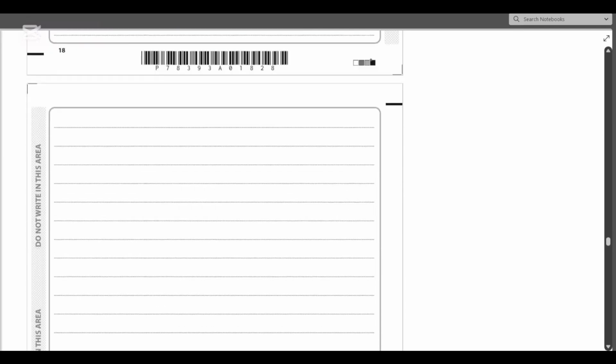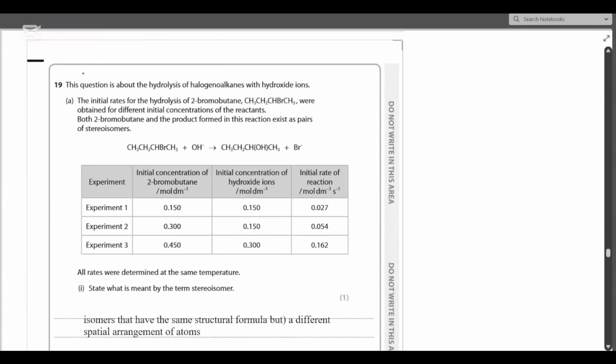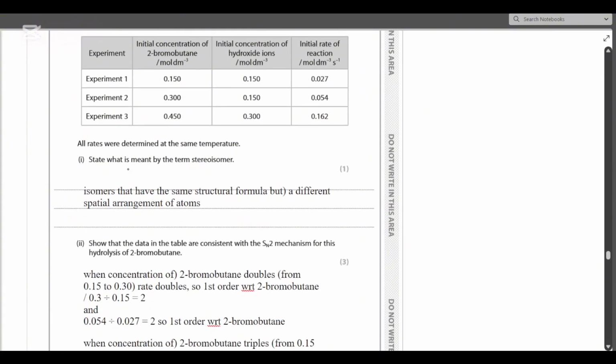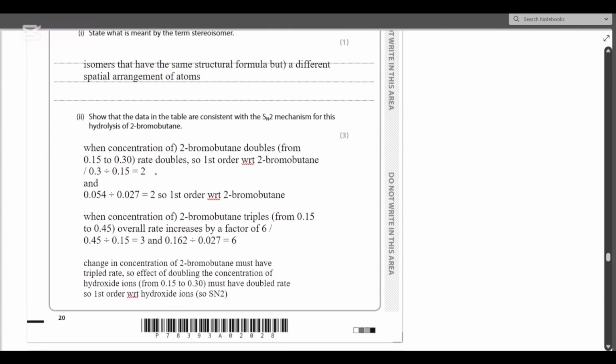The next one, the question is about hydrolysis of halogenoalkanes with hydroxide ions. So these are the initial rates. We can see experiments 1, 2, 3. Now they ask what is meant by the term stereoisomer. Isomers that have the same structural formula but a different spatial arrangement of atoms are known as stereoisomers.